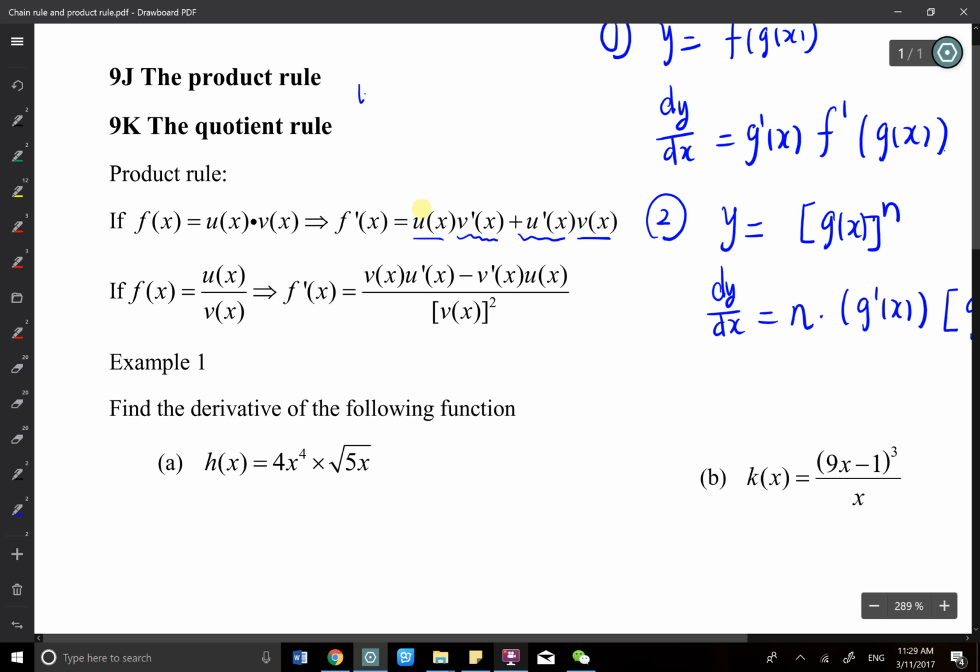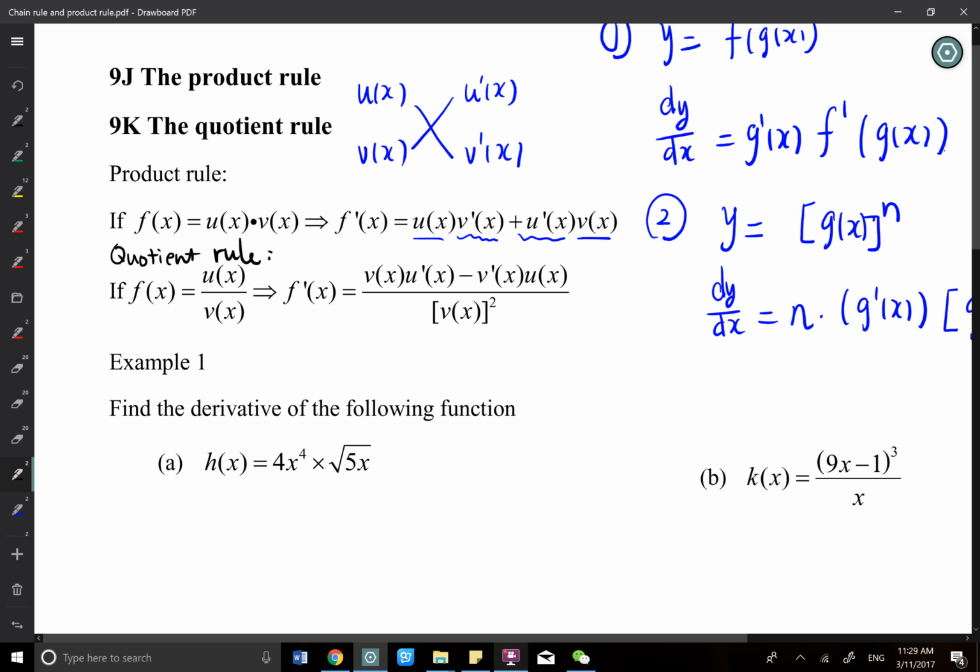So which means you have u(x), u'(x), v(x), and v'(x). You cross multiply them and add them together. That will be the differentiation of two functions multiplied together. So we have the product rule here, and also we have the quotient rule. The quotient rule is when two functions divide. So we have u(x) divided by v(x).